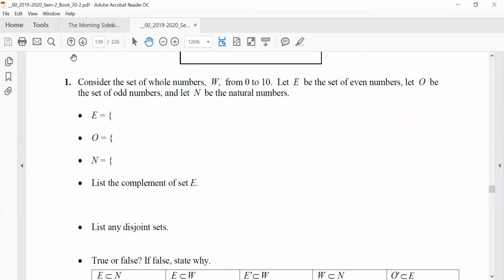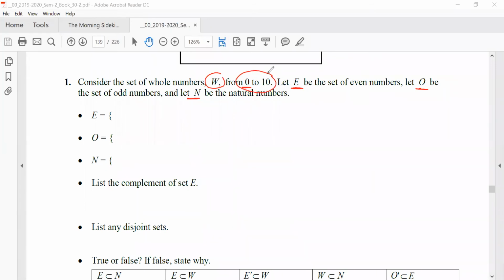Okay, let's try a question. Again, there's going to be a lot of definitions in this unit, but once you get those definitions down, I would write these down on a separate piece of paper, maybe the back of my formula sheet. We're going to consider the set of whole numbers. Remember, whole starts at 0. We're going to consider the set E of even numbers, let O be the set of odd numbers, and let N be the set of natural numbers. We're only considering the numbers from 0 to 10.